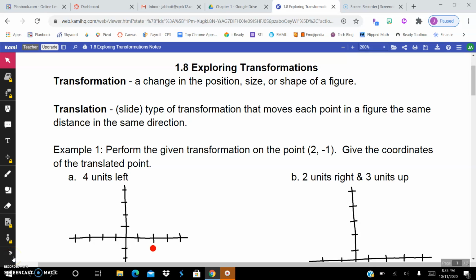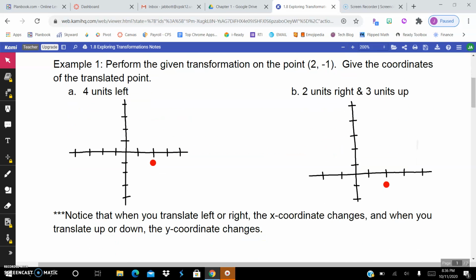We are looking at transformations today, and a transformation is a change in the position, size, or shape of a figure. So the first transformation that we are going to talk about is a translation, and another word for translation is slide. This type of transformation moves each point in a figure the same distance in the same direction. So we're going to slide it left, right, up, or down, or a few of those together.